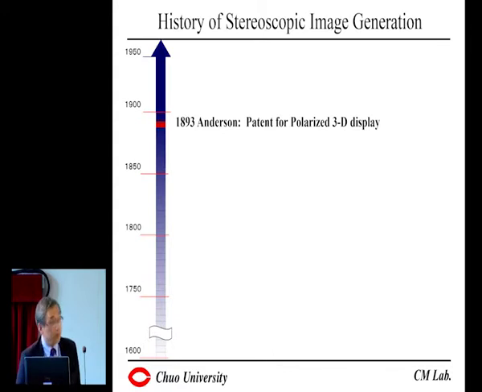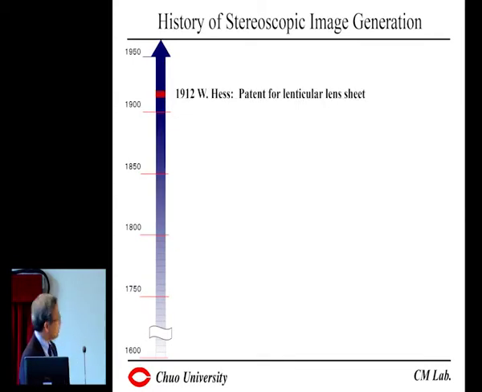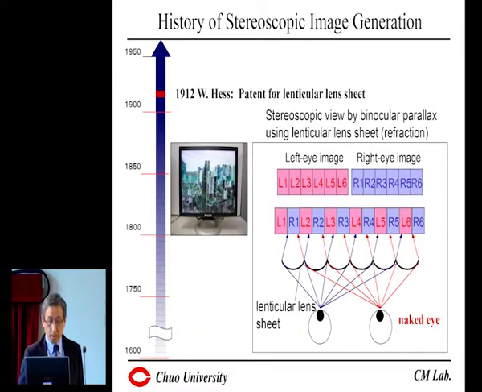First of all, I want to talk about the history of stereoscopic image generation. At the beginning of the 17th century, the stereograph by hand appeared. In 1838, the stereoscope based on a combination of prisms and mirrors was developed. So people enjoyed the 3D image very much. After that, the anaglyph method was developed. We still use this method for stereoscopic images in print. And the patent for the polarized 3D display was taken in 1833. And after about 100 years, a display using this idea was developed.